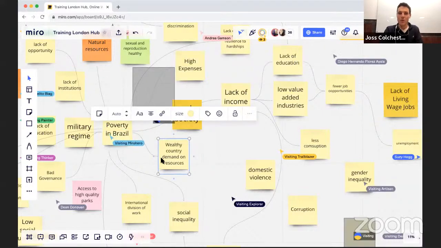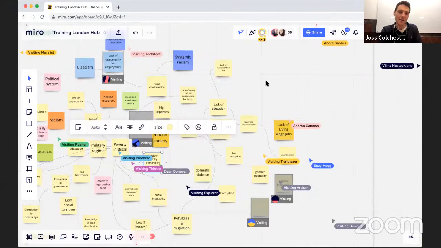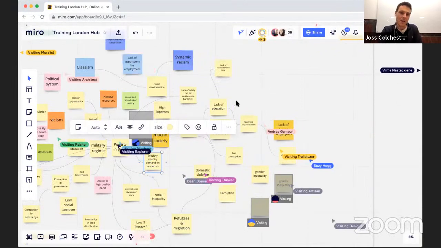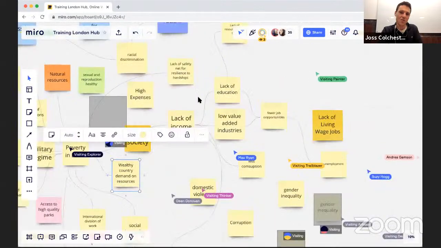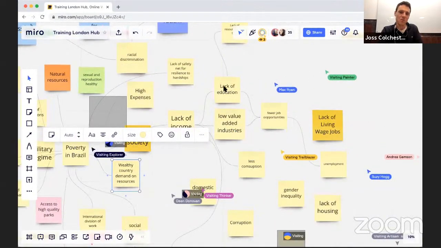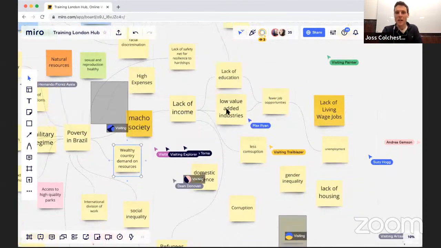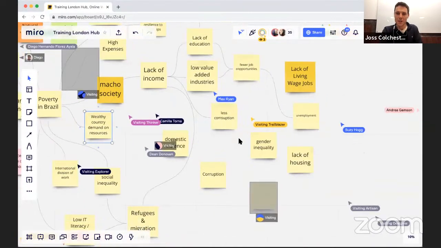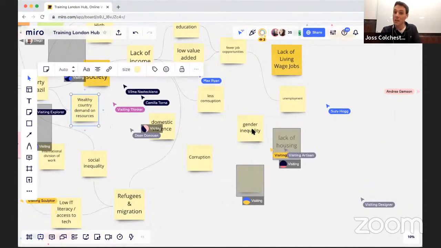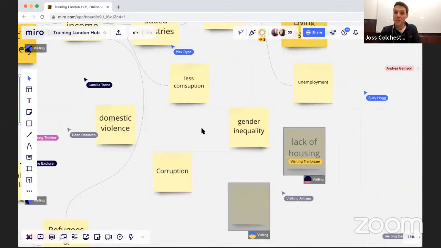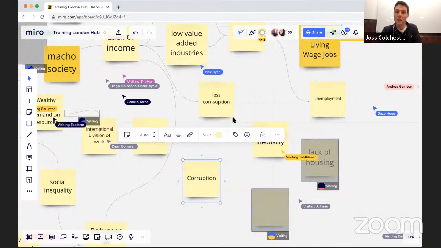But wealthy countries' demand on resources is going to be back up here, because that's going to affect resource availability in the country, which is going to affect job opportunities, which would lead into jobs, which would lead into income, and so forth. So you've got to create the chains of causal relations. So gender inequality, yes, potentially. Corruption, yeah, definitely. But there's going to be a few links there also, aren't there?